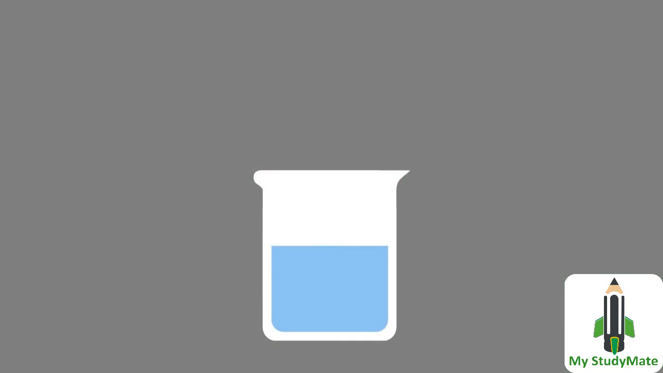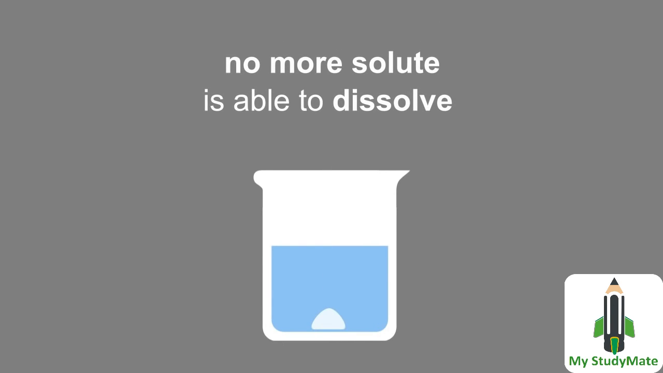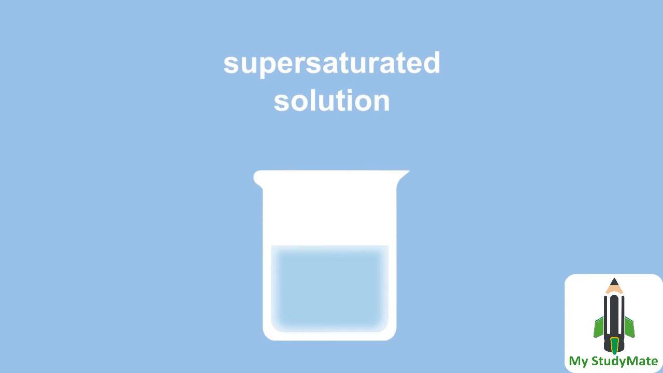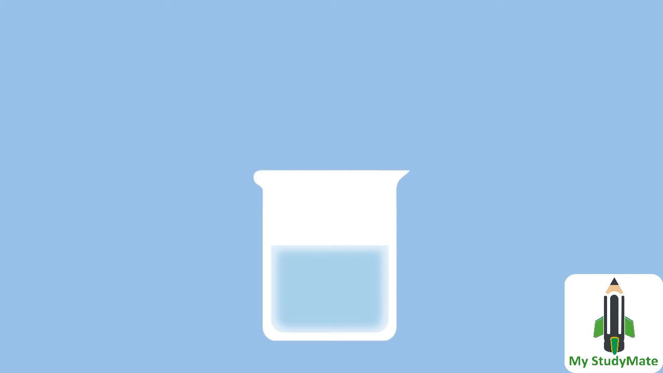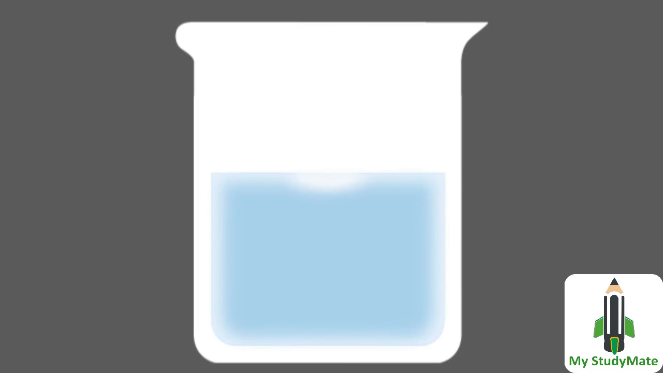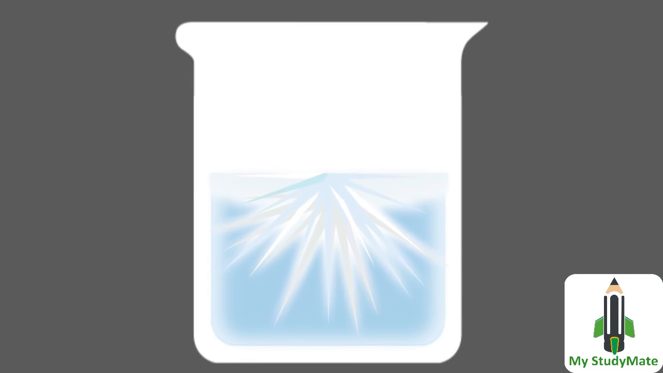When a maximum amount of a certain salt is fully dissolved, the resulting solution is known as a saturated solution. In a saturated solution, no more solute is able to dissolve. If we took the saturated solution and let it cool, it would become a supersaturated solution. This means that there is more solute than the maximum amount able to dissolve. When this happens, some of the solute will crystallize, or come out of the solution.